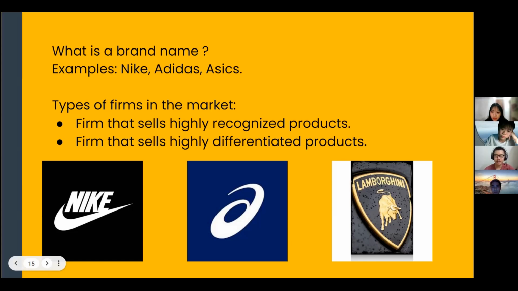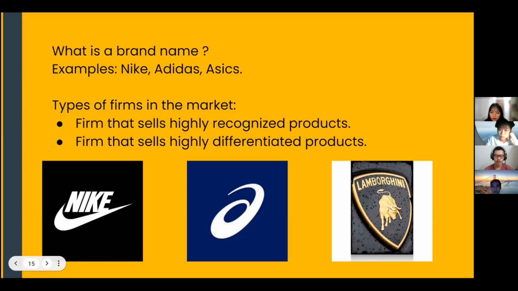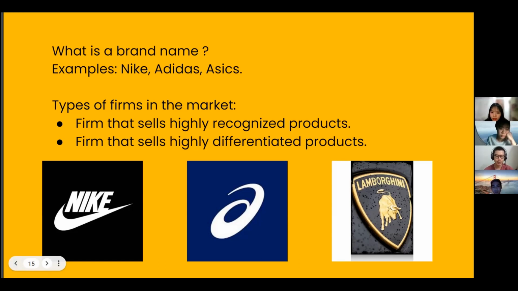So when it comes to advertising, there are two types of firms in the market. The first is the firm that sells highly recognized products. They usually spend more of their revenue on advertising. For example, Pepsi and Coca-Cola are great examples. When it comes to cola or soft drinks, they are almost indistinguishable from the others. But the difference is how they spend their money on advertising. We can clearly see that Coca-Cola and Pepsi-Cola are more popular because they are advertised everywhere, on social media and also on TV.